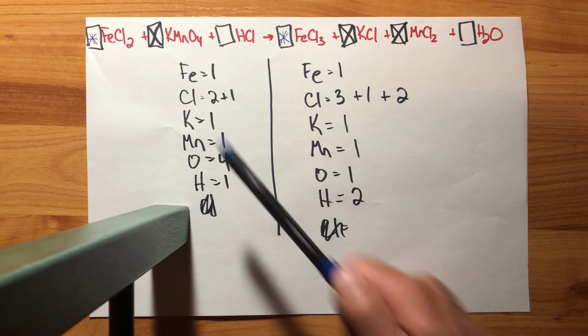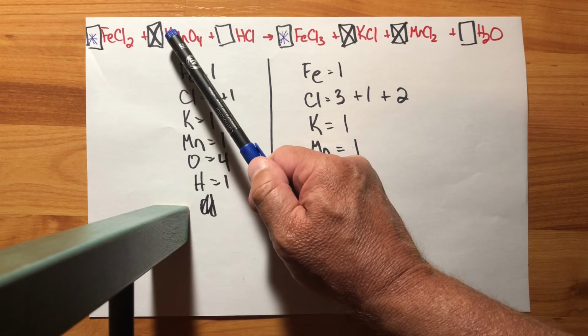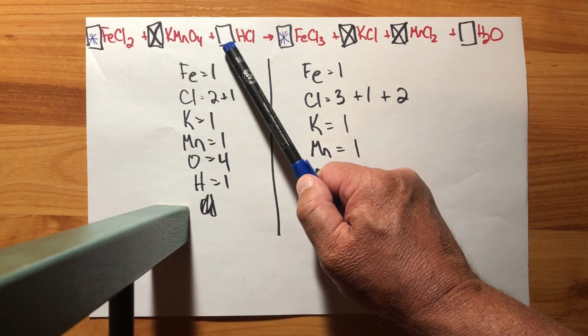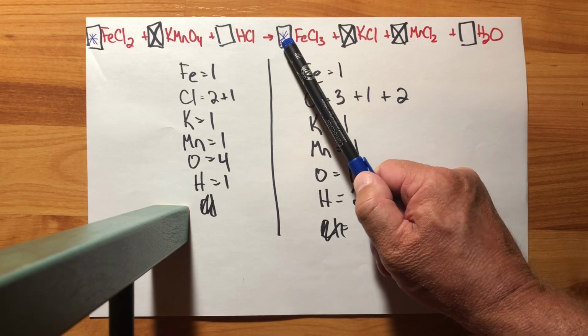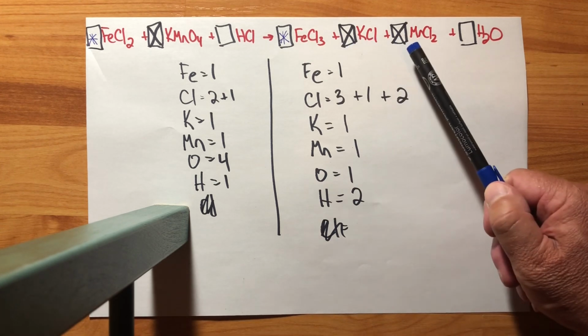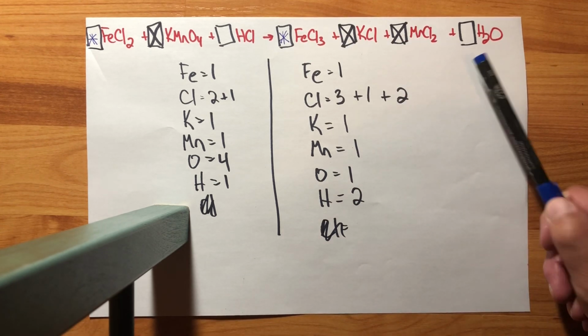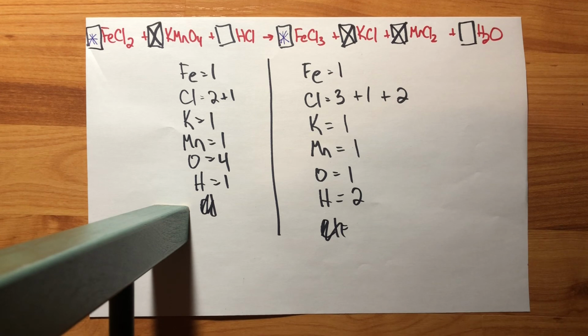All right, here's your answer. You should have had a 5, a 1, an 8, a 5, a 1, a 1, and a 4. So hopefully you got that. If you did, good job.